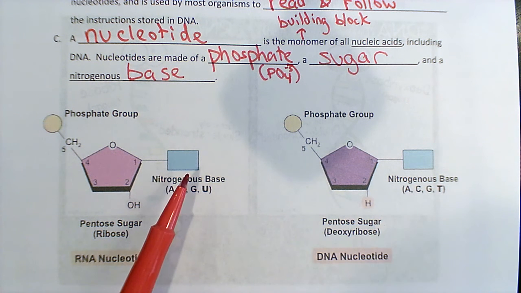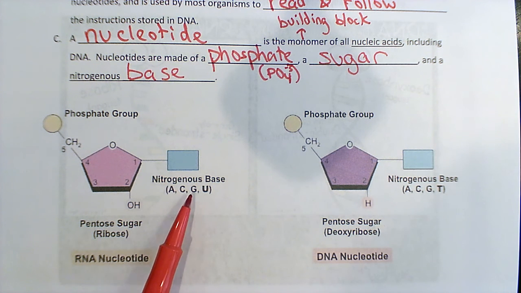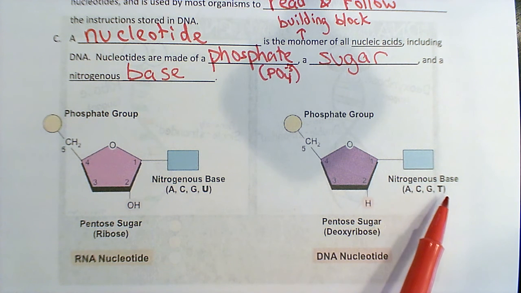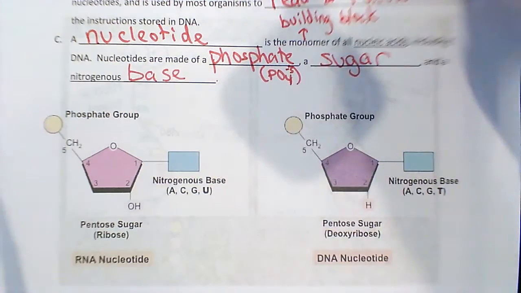And then there's a base. Okay, and in RNA, you see here's our 4 bases. It could be an A, a C, a G, or a U. The U is bolded because that's the one that's different. And in DNA, it could be an A, a C, a G, or a T. Again, T is bolded because that's the one that could be different.